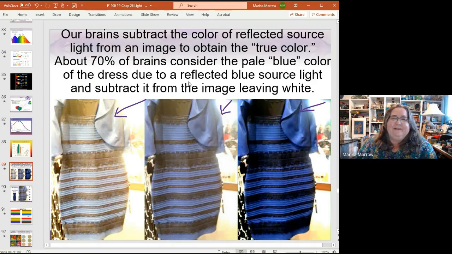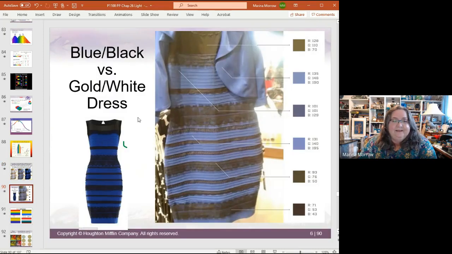So what happened was about 70% of people, their brain started to subtract the blue away from the original picture. And because of that, it left it looking white and gold. But about 30% of people, their brains didn't subtract the blue. And so they interpret it as the blue and black dress, which it really is. So this is the original dress, this blue and black dress.